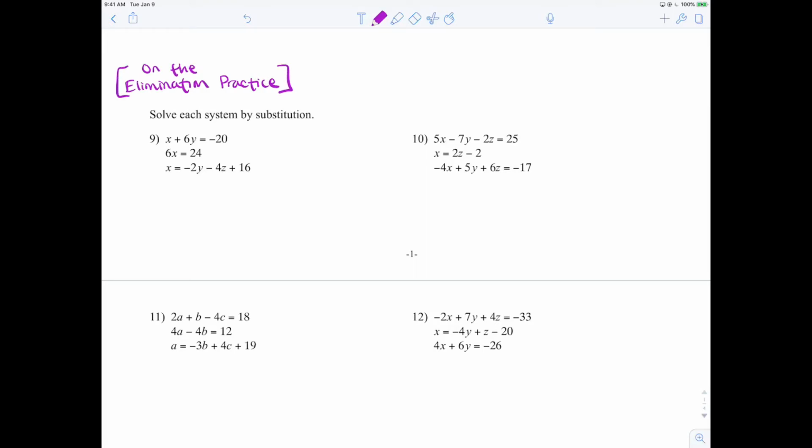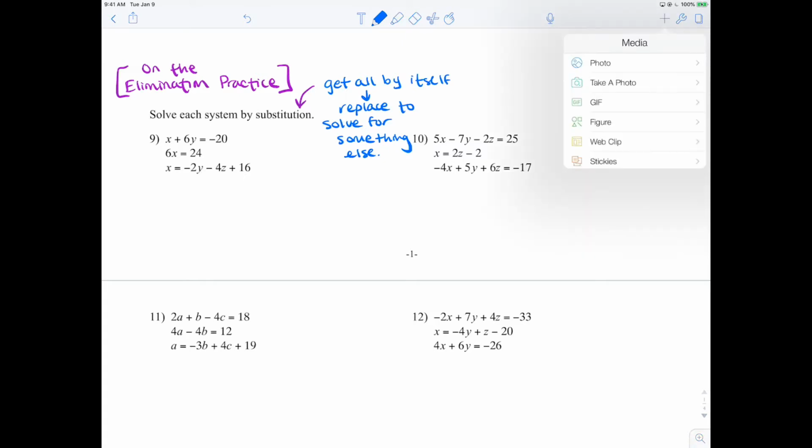It says to substitute. So with substitution, what comes to my mind is something being able to get all by itself and then replace to solve for something else, right? And so when I see substitution, I think of looking for that variable that's all by itself, that's easy to get all by itself.